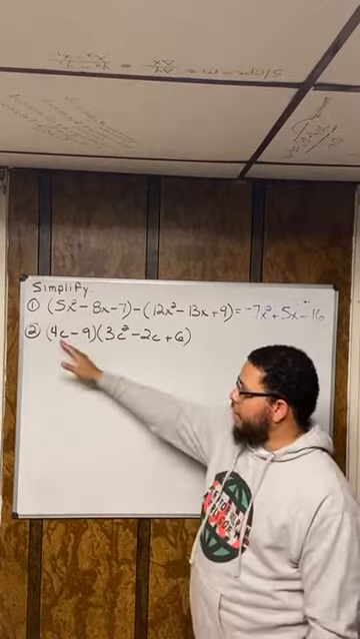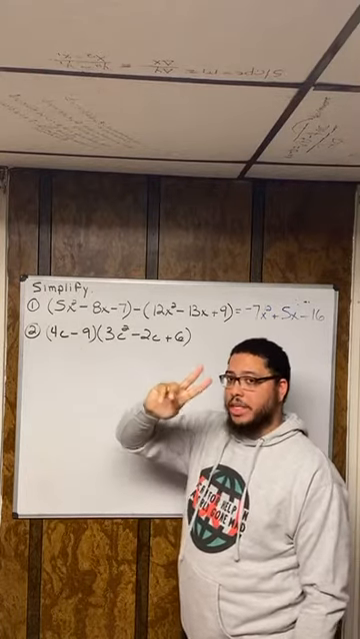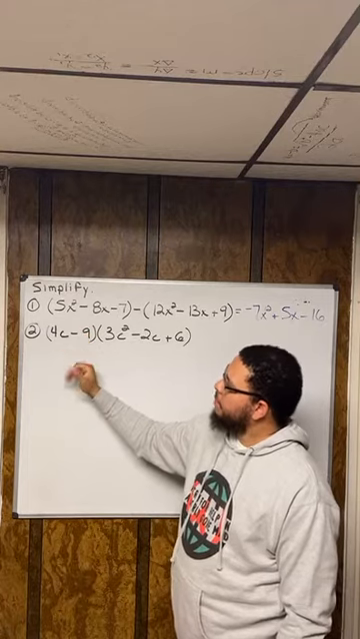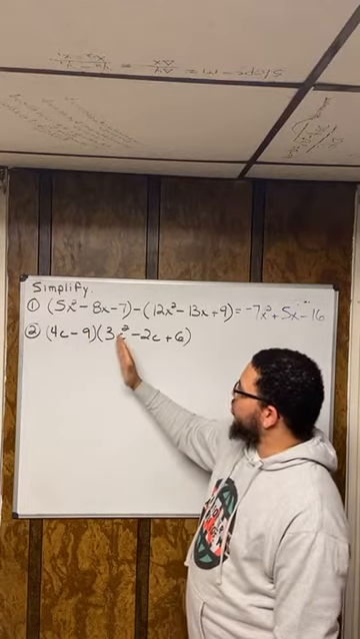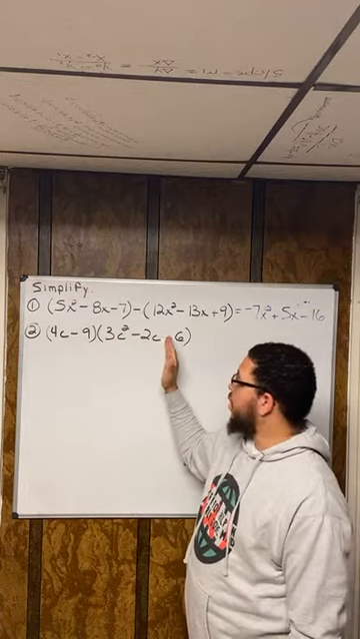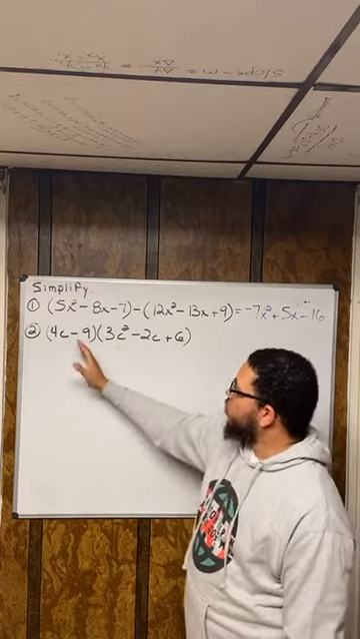We have a binomial. It's a binomial because it has two terms, 4c and negative 9. We got two terms, right? And this is a trinomial because we have three terms, 1, 2, 3: 3c squared minus 2c plus 6. All right, so we're doing multiplication.